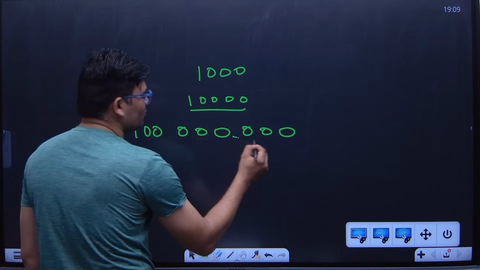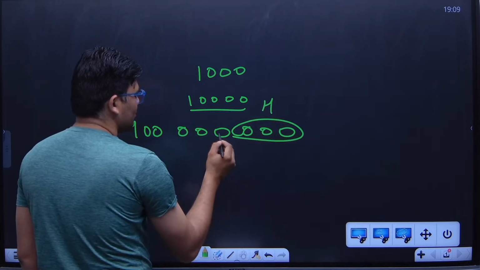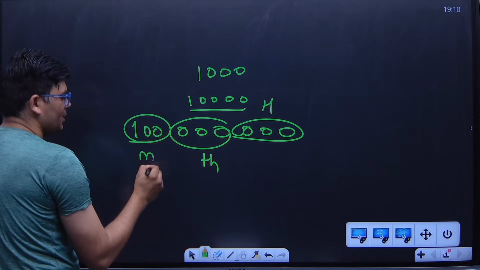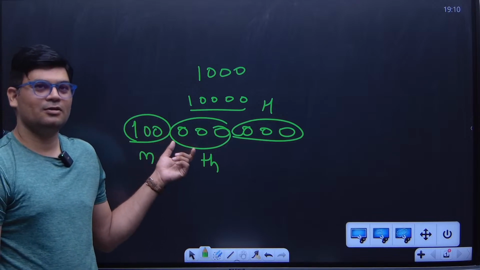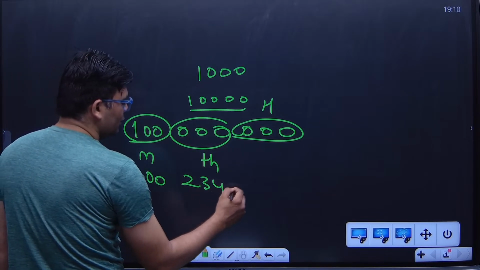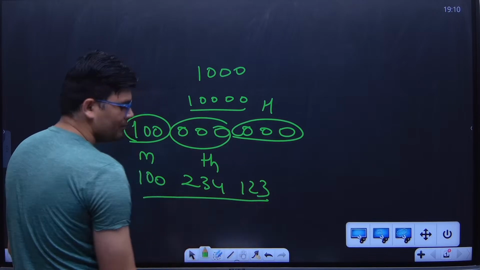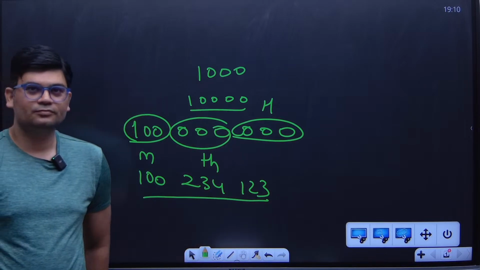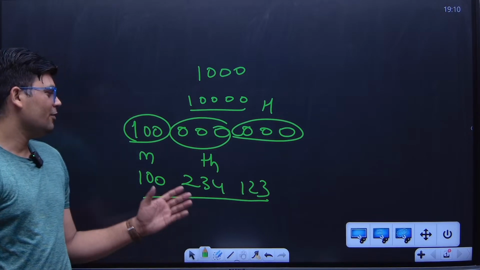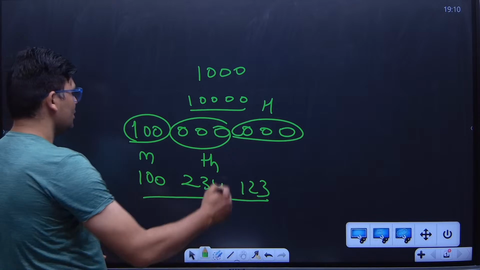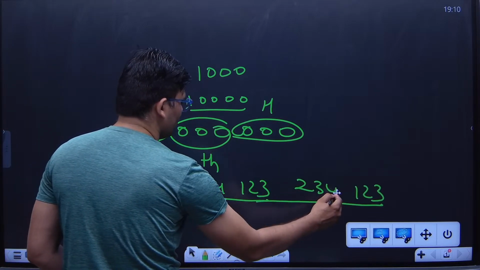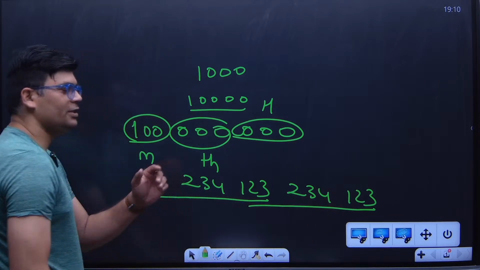Okay, so this period is known as hundreds period. This period is known as thousands period. This period is known as millions period. So this is 100 million. If I write a number like this, 100, and then write 2, 3, 4, then 1, 2, 3, can you read this number? 100,234,123. Wonderful. So it was very easy for you to read this. But if I increase this number some more, now can you read this number?